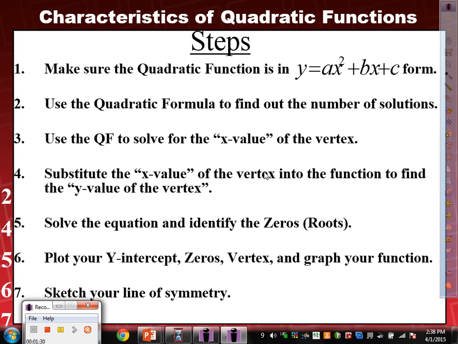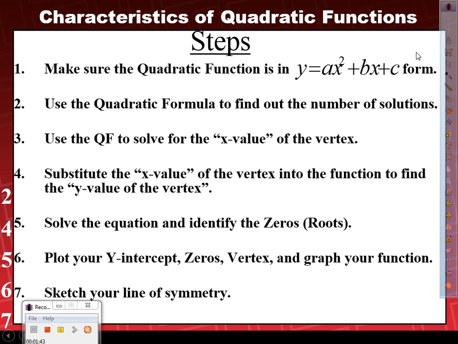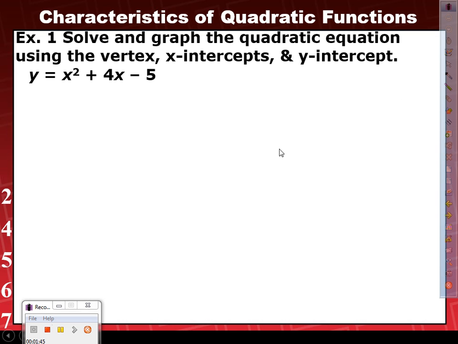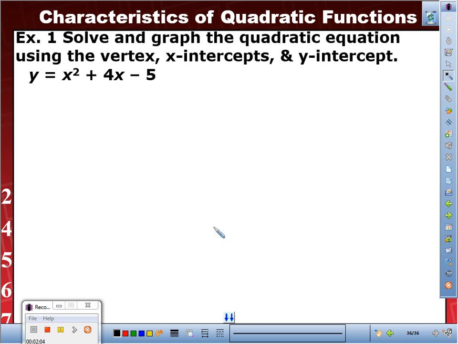Alright, here we go. So, most of these steps we already know how to do. The only one that we need more clarification on is the vertex. Okay? So, copy this example in the back so you can have enough room to make all the steps. Example 1: solve and graph the quadratic equation using the vertex, x-intercepts, and y-intercept. The equation given is y equals x squared plus 4x minus 5. And let's get started.